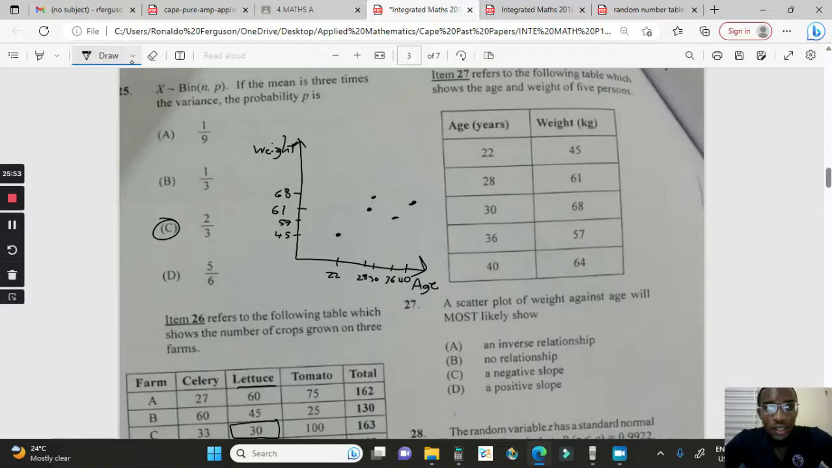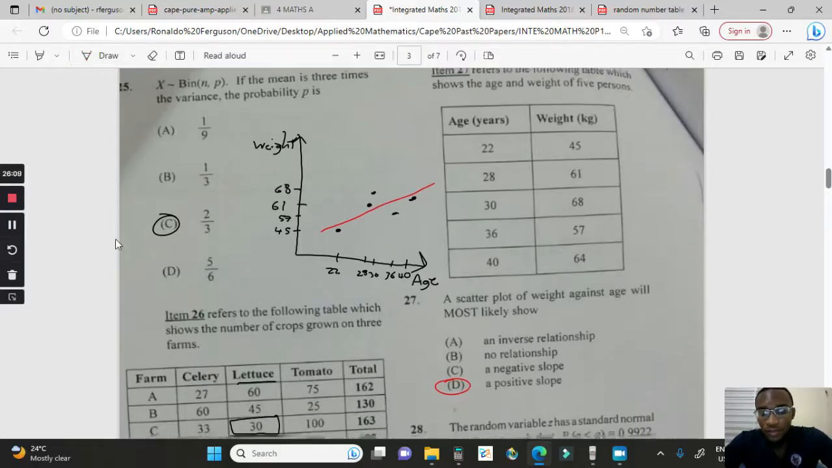Now clearly this is a positive correlation, but it's going to be a weak positive correlation. So the slope is positive, but it's very weak.